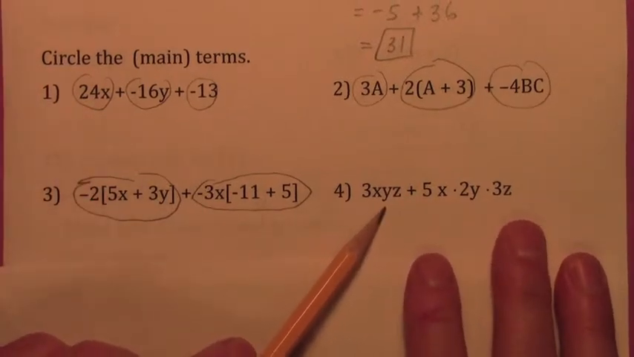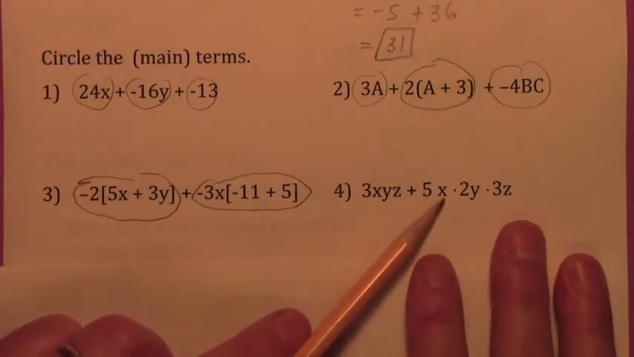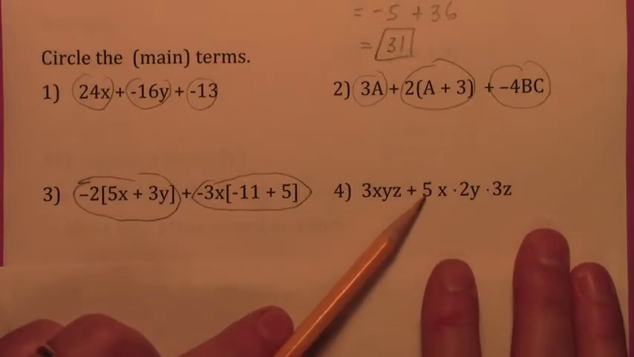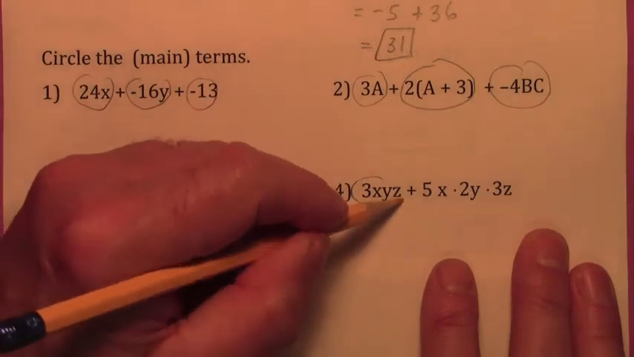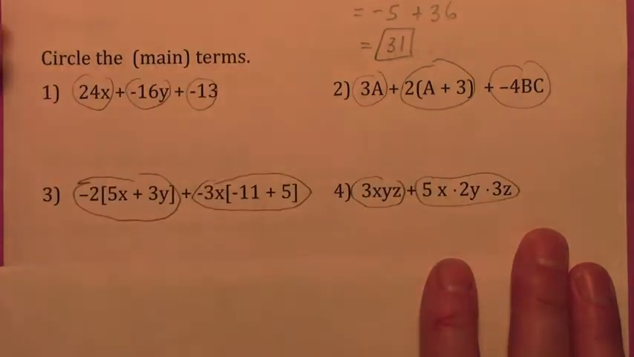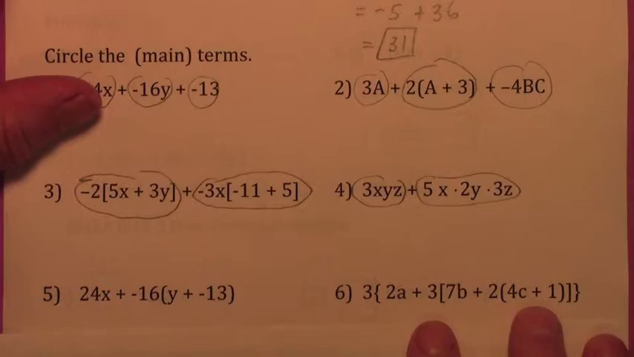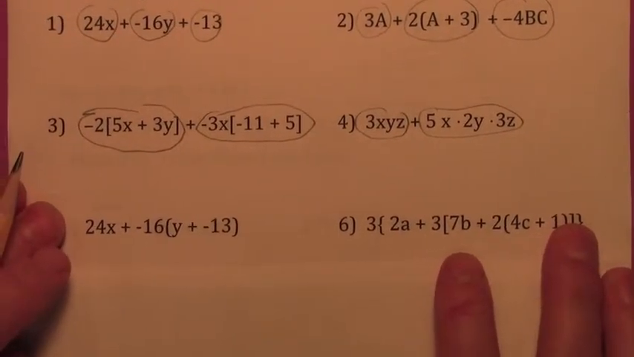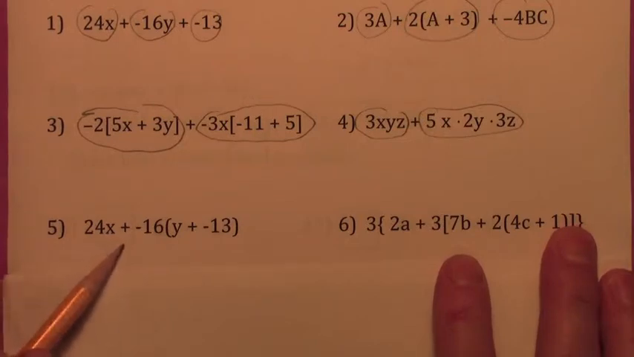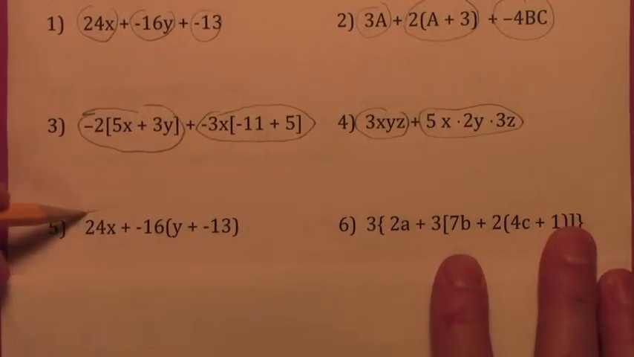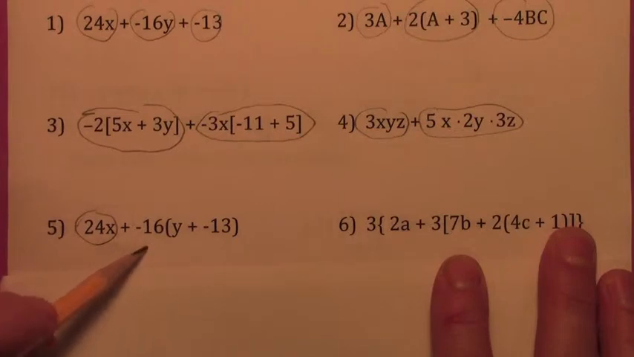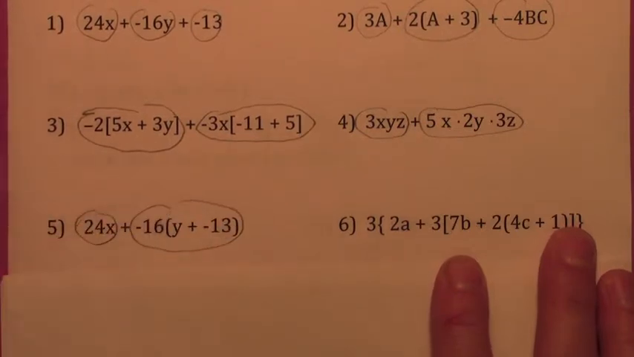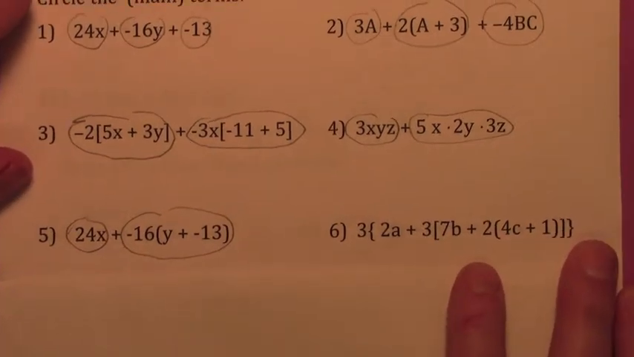How about this last one? 3xyz plus 5 times x times 2 times y times 3 times z. All this is multiplication going on. This is all multiplication. This is all multiplication. There's only 2 terms. You see how it works? Let's do a couple more, then I'll give you some to practice. Reading it back does help, though, if you get stuck. This is 24x plus, so this is all a term. And this is negative 16 times the quantity y plus negative 13. So this is all a term, too. There's 2 terms here.